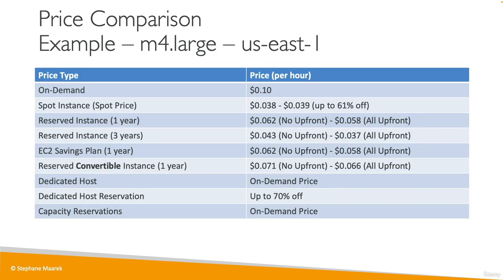In terms of price comparison, I've just put together this table to give you one example at one point in time. So I took an M4 large in US East 1, and the on-demand price is 10 cents. But then the spot price is going to be up to, for example, 61% off in my example. Then if you want to reserve your instance, as you can see, you have different pricing if you want it for 1 year, for 3 years, and pay no upfront or all upfront. Same for the EC2 savings plan. We see that it is the same as the reserved instance discount. We also get reserved convertible instances, and we have dedicated host, which is at the on-demand price. The dedicated host reservation, which is up to 70% off because you reserve your host, and capacity reservation, again, at the on-demand price.